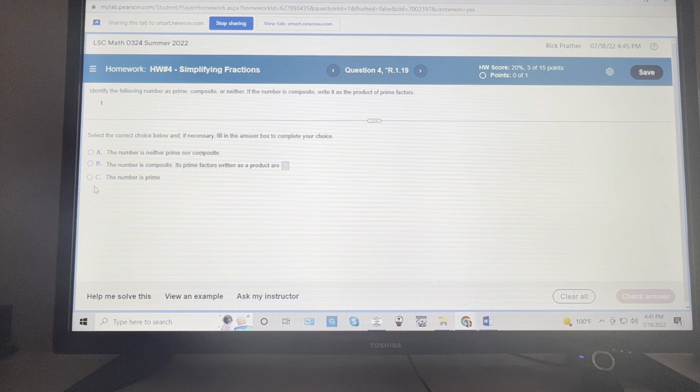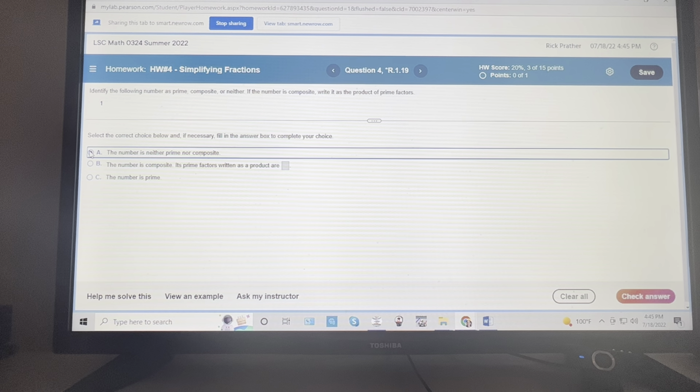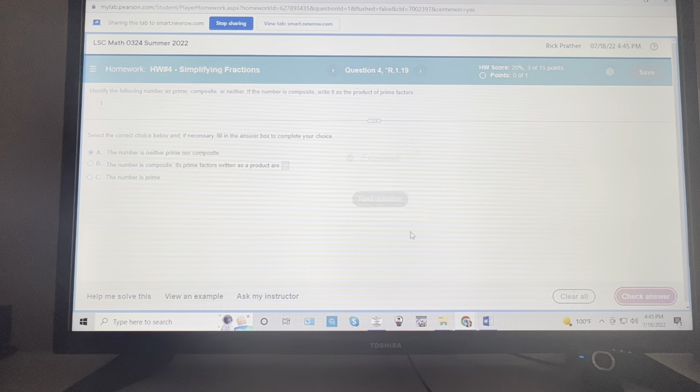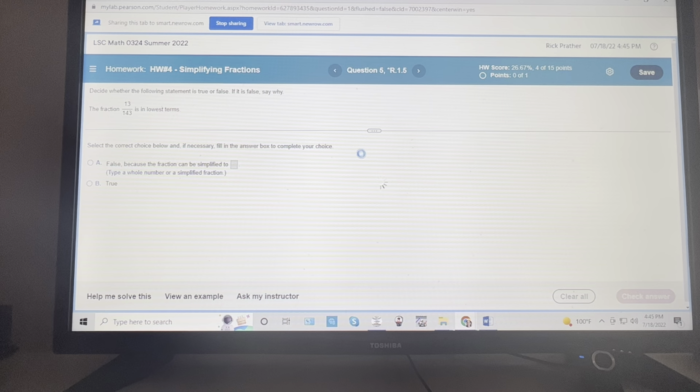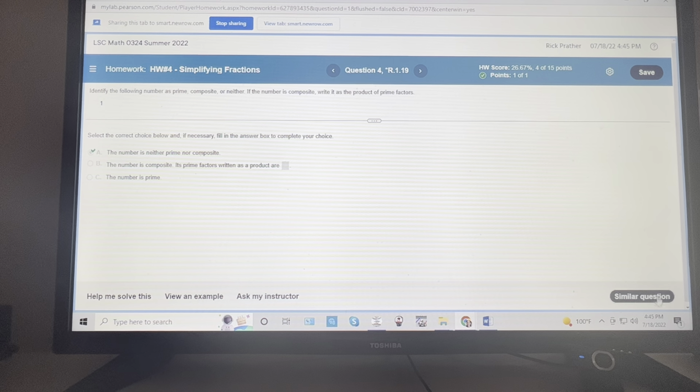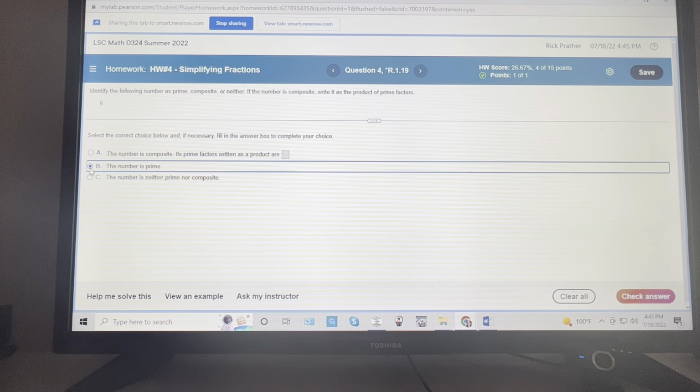Here's one again. So we saw this one. This, I guess, is the only number that's neither prime nor composite because it only divides by 1. I don't know why that came up again, but if I go back and hit similar question down here in the bottom right, 5. Okay, see, so if you get one and you already know that one, or that one's not that great, then you can hit try another and do another one. 5 is a prime number because it only divides by 1 and 5.